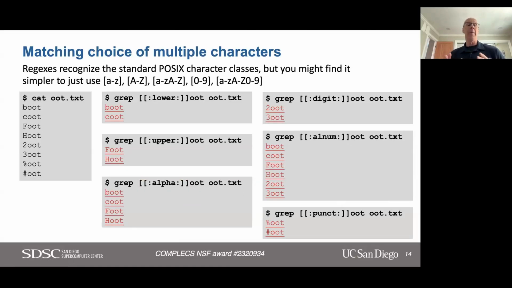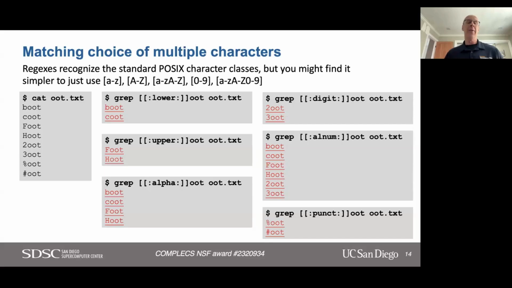All right, another way that we can match a choice of multiple characters is to use the POSIX character classes. So in these examples, we see that we're looking for lowercase letters or uppercase letters or alphabetical characters or digits or alphanumerics or punctuations, followed by OOT in the OOT.txt file. And the results are what you expect. In the first case, we get the lowercase b, the lowercase c, followed by oot. In the next example, uppercase F, uppercase H, followed by oot, and so on.